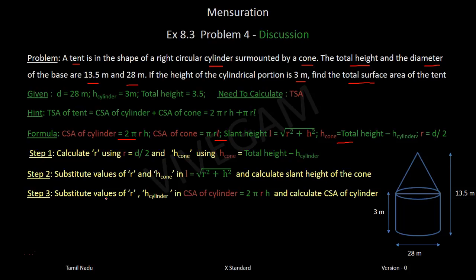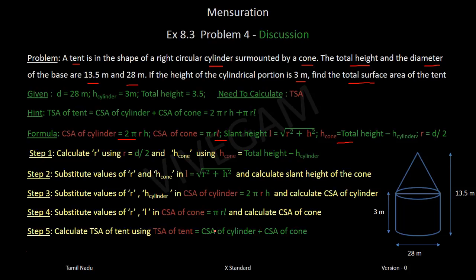Step 3. Substitute the values of radius and height of the cylinder in CSA of the cylinder equal to 2 pi RH. Sorry, this must be also green because we already know this. Calculate CSA of the cylinder. Substitute the value of radius and the slant height, which we calculated in step 2, in the formula CSA of the cone is pi RL, and calculate CSA of the cone. Now we have CSA of the cylinder and CSA of the cone, so TSA of the tent is CSA of the cylinder plus CSA of the cone.